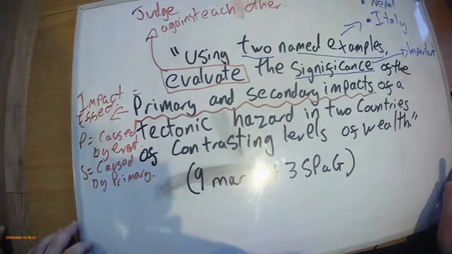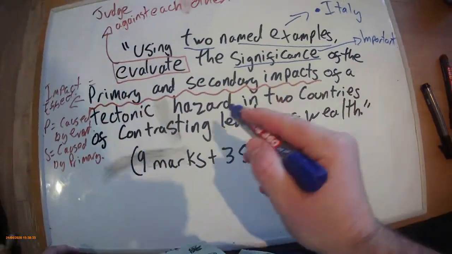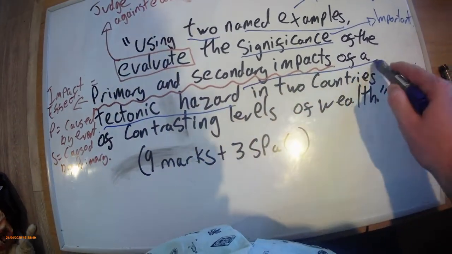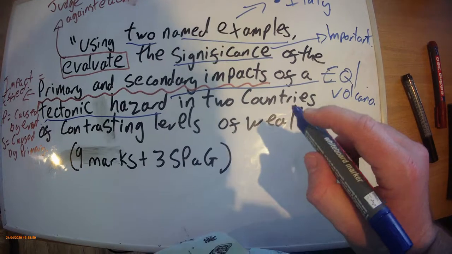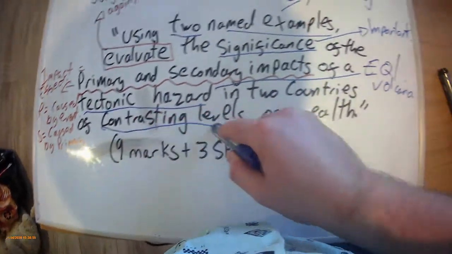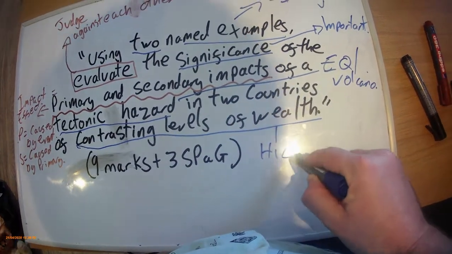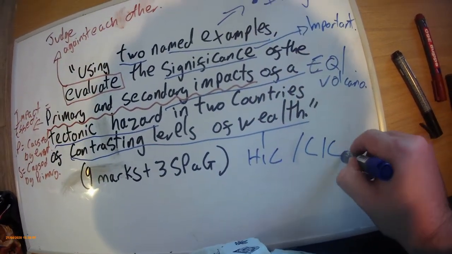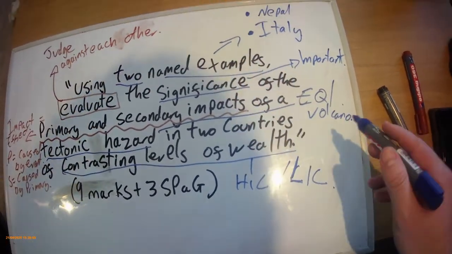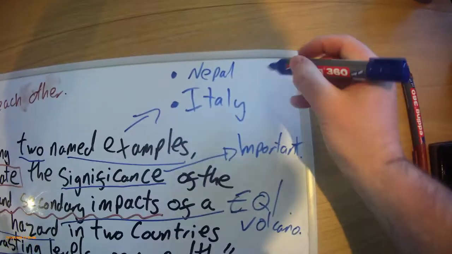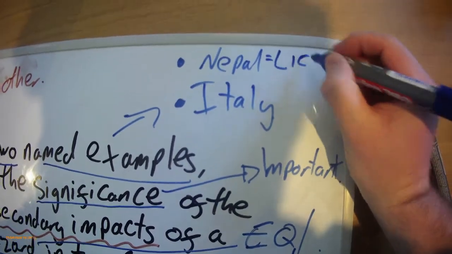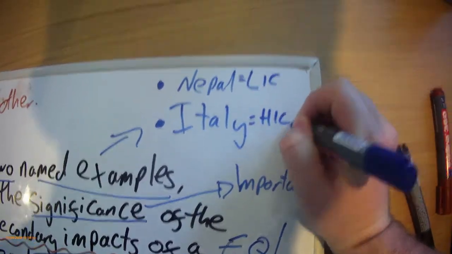Looking back at this question, what else have we got? A tectonic hazard. Now it doesn't say what that is, so we could talk earthquake or we could talk volcano. In 2 countries of contrasting levels of wealth. So what we mean by contrasting levels of wealth, it means different. So we are talking HIC versus LIC, okay? Not CIC, like that looks like. There we go, LIC. So looking back at my 2 examples, are they in contrasting levels of wealth? Well, we know Nepal is an LIC, and we know that Italy is an HIC.